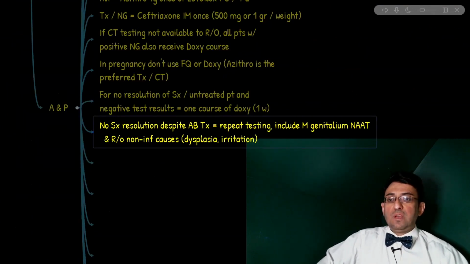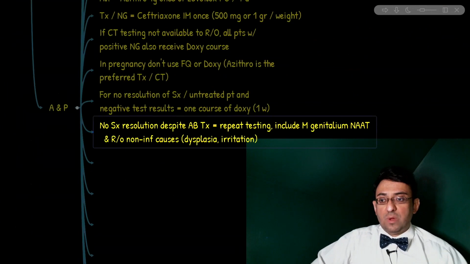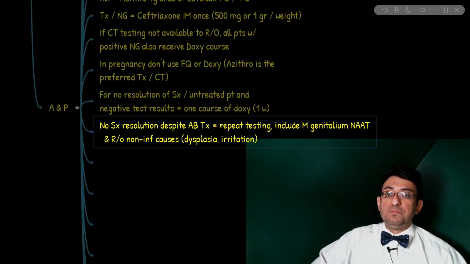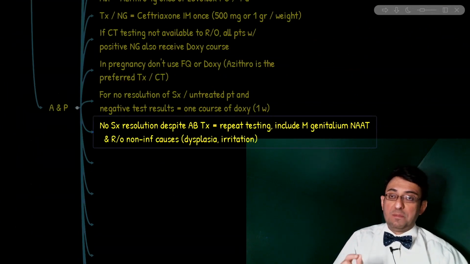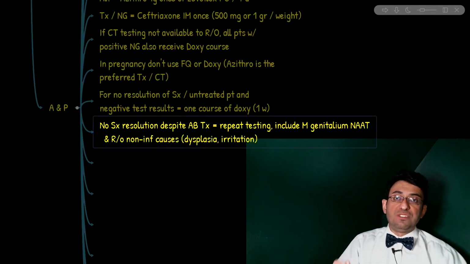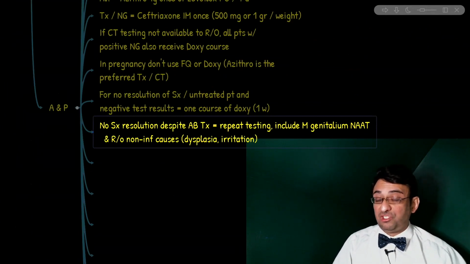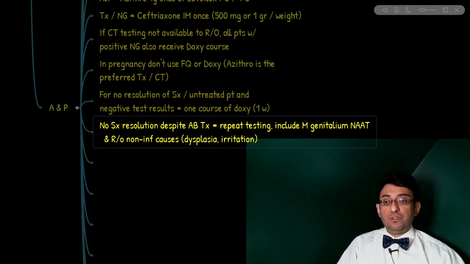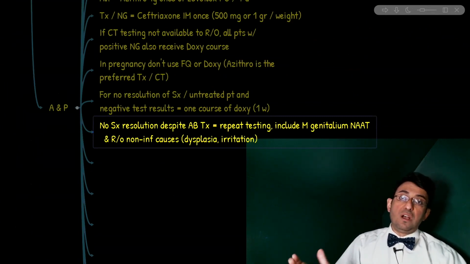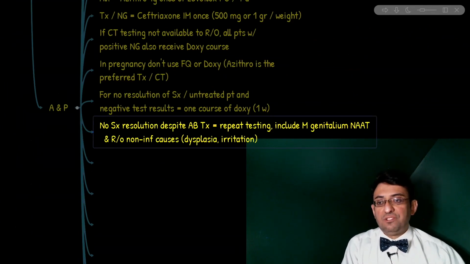So in addition to the initial empiric treatment, the pregnancy antibiotic regimen, and the gram stain results that we discussed, a fourth scenario could be a patient with no resolution of symptoms despite proper antibiotic treatment. How do we approach this case? In this condition, we need to perform a nucleic acid amplification test, but this time for Mycoplasma genitalium, and also rule out non-infectious causes of cervical pathologies, such as dysplasia or irradiation and irritation, etc.